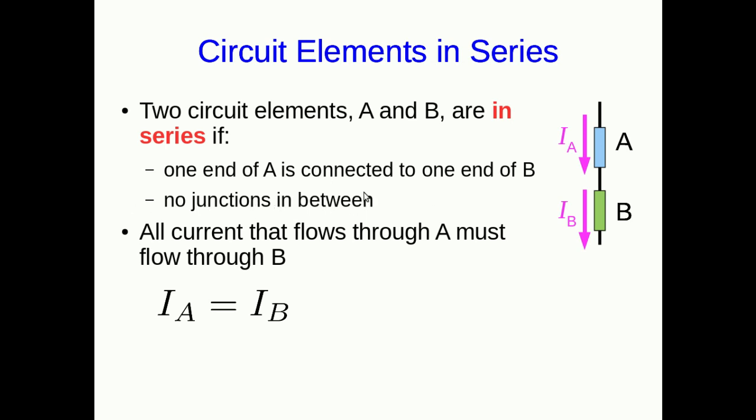And just note how important it is that there are no junctions in between. If you have a junction in between, then the current that comes through A can get diverted. And so now you can't guarantee that the current through B is the same as the current through A, because there could be some going out through this junction, or there could be some coming in through this junction.